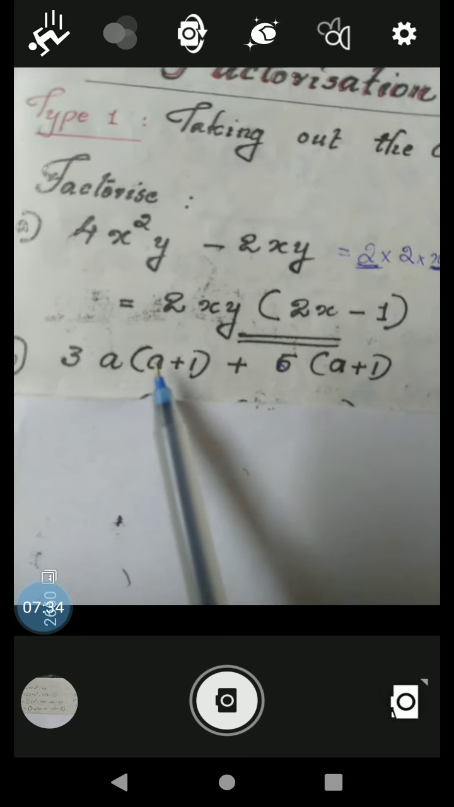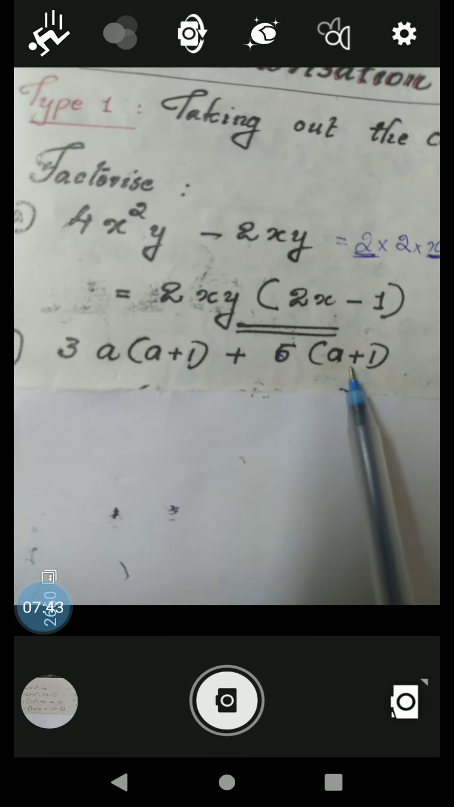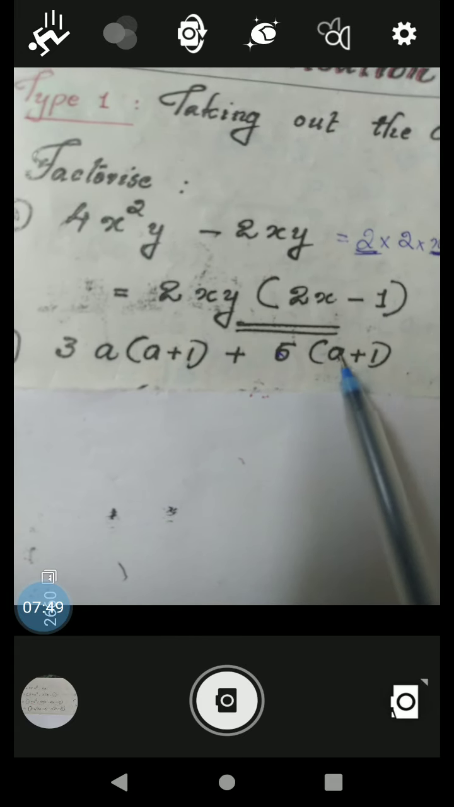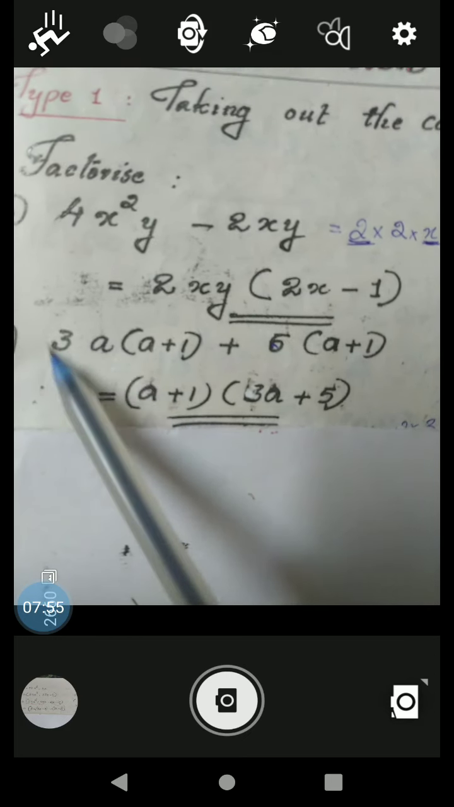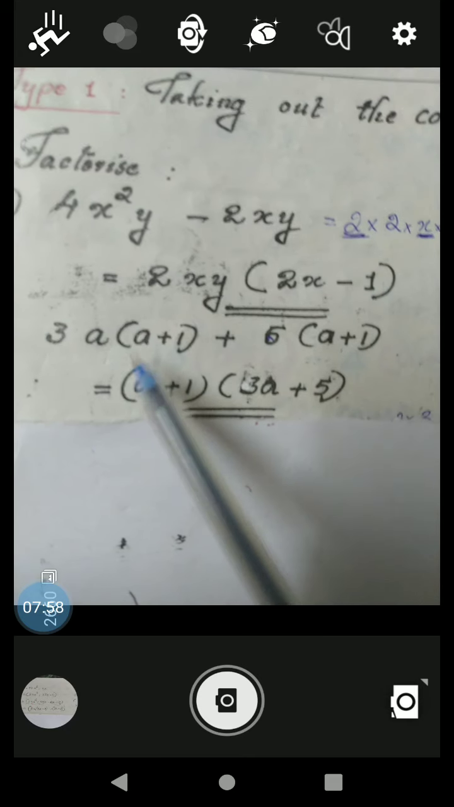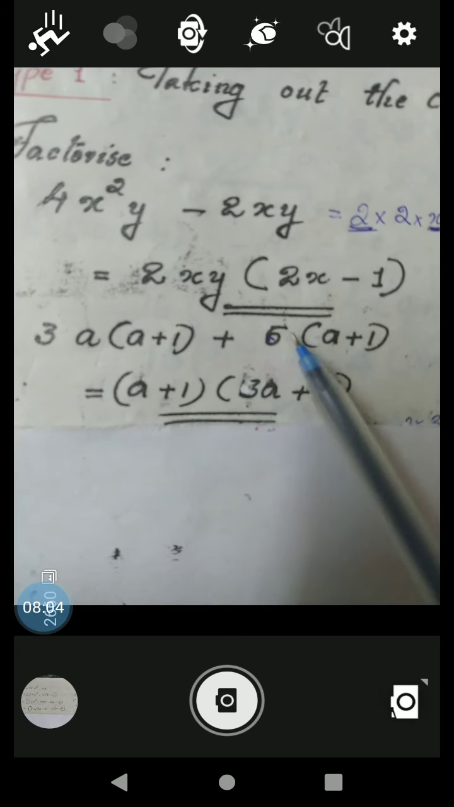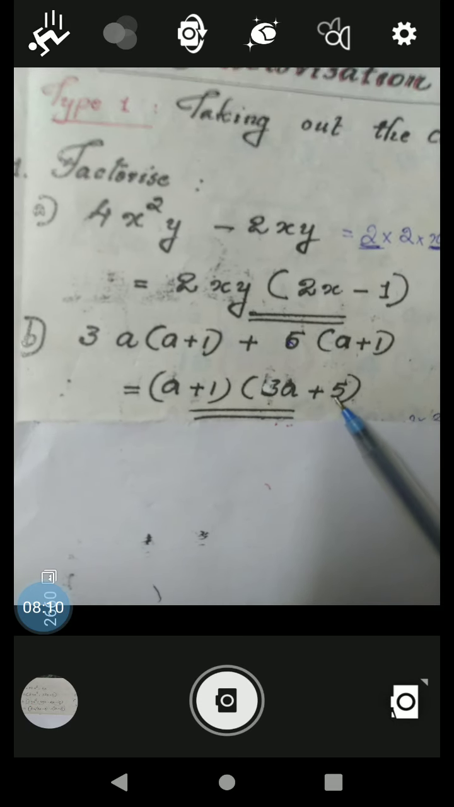One more question. Look, second, B. Write this question. 3a into (a plus 1) plus 5 into (a plus 1). Here what is the common factor? a plus 1 is the common factor. It is very clear, only a plus 1 is common. So we can take a plus 1 outside. What is the remaining part? Here 3a and here 5. So when we take a plus 1 outside, the remaining is 3a plus 5. So the result is (a plus 1) into (3a plus 5).